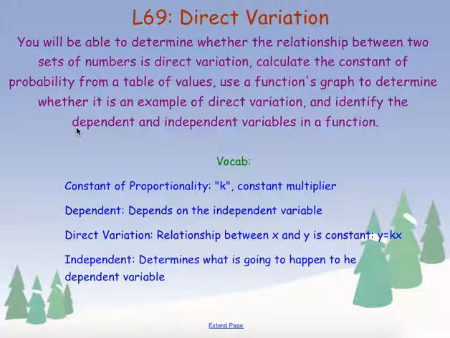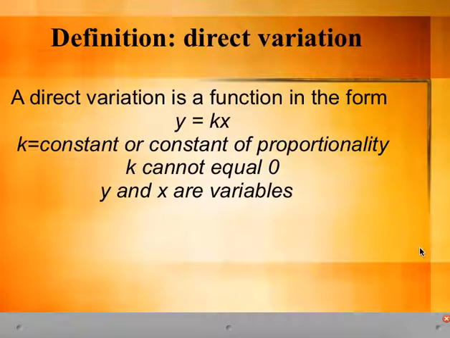Direct variation is the relationship between x and y, and it is constant. We can show it with an equation y equals kx. And independent, this determines what's going to happen to the dependent variable. So when we look at a couple other things about our equation, we still have that k as our constant of proportionality. K cannot equal 0.